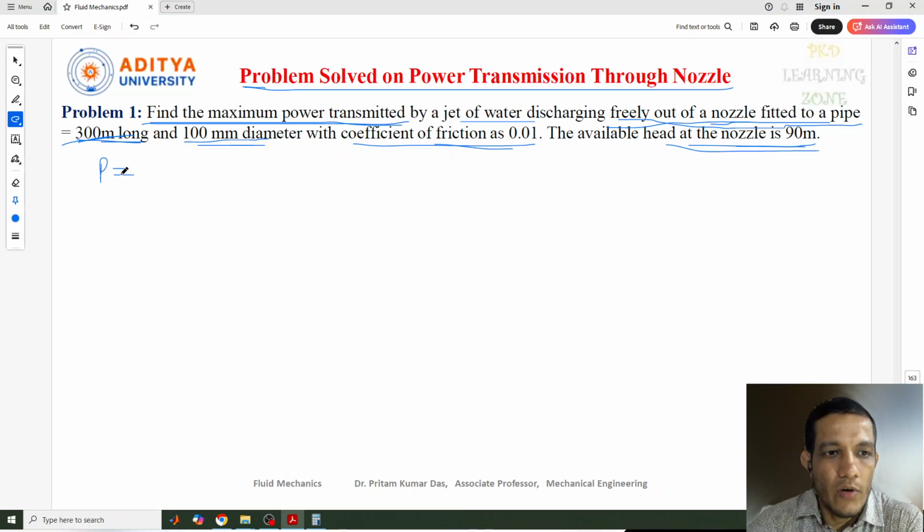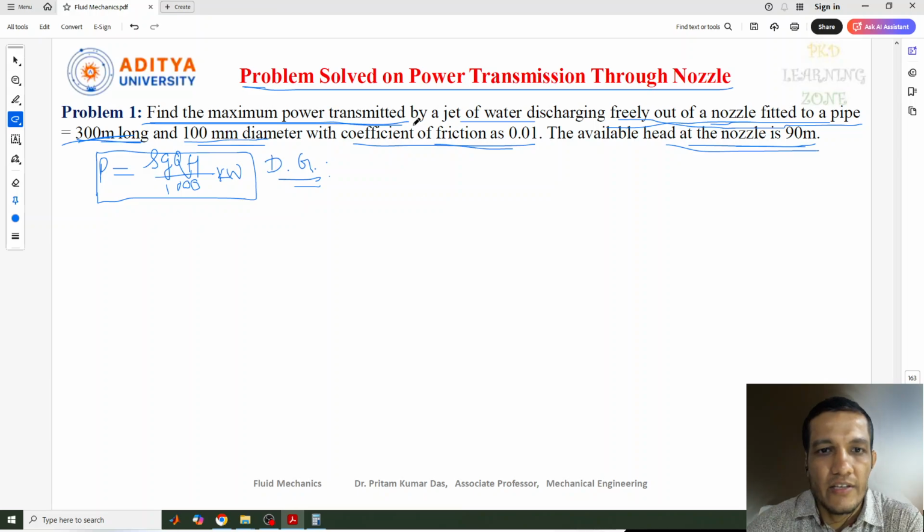Anyway, the formula for this, though I have written this one, let me write the formula also here itself. So this is rho g QH by 1000. Actually, this is the formula for power transmitted, maximum power transmitted. Now let me write down the data given for this question.